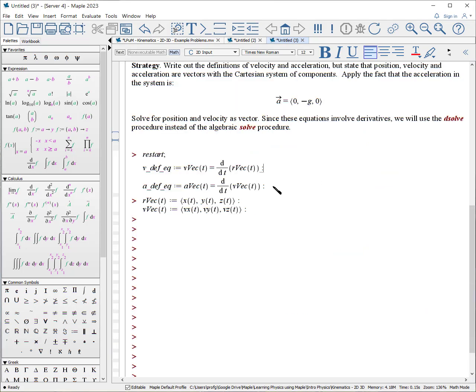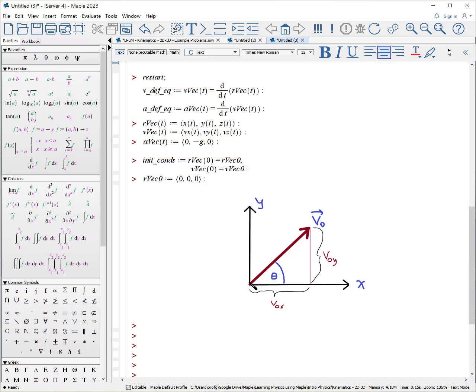We begin by writing out the differential equations for velocity and acceleration, and we note that the position and the velocity are 3-component terms, as is acceleration. Our system will start at some initial location with some initial velocity. Our initial location is the origin 0, 0, 0. And for our initial velocity, we note that the velocity vector in 2 dimensions has an x component and a y component. Its magnitude is the launch speed, v0. The angle is measured off the positive x-axis.